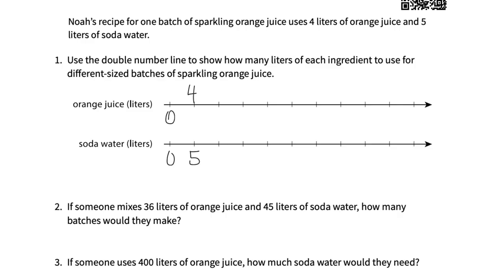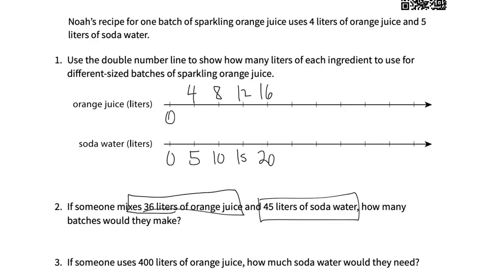And there it is. Now it says use the double number line to show how many of each ingredient to use. All right. So we could do then like 8 and 10, and then 12 and 15, and then we could do 16 and 20, and we could just keep going and going. So it says if someone mixes 36 liters of orange juice and 45 liters of soda water, how many batches would they make? So we're going to just keep going, aren't we?